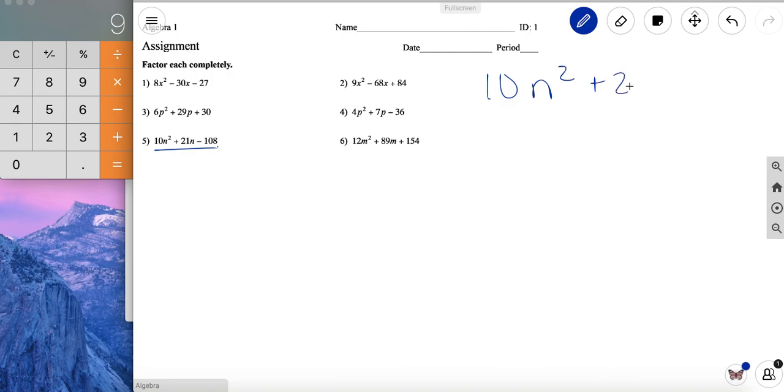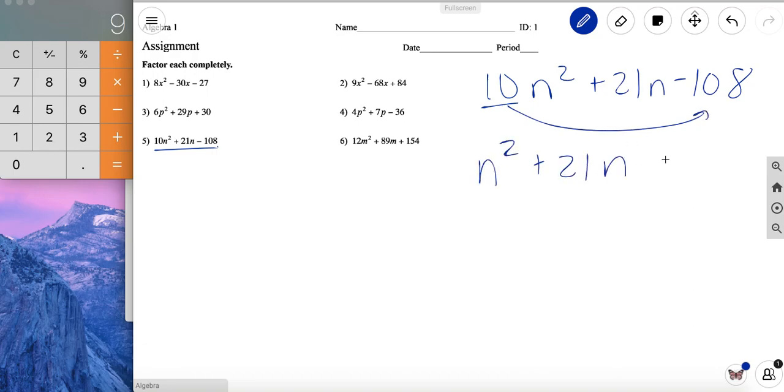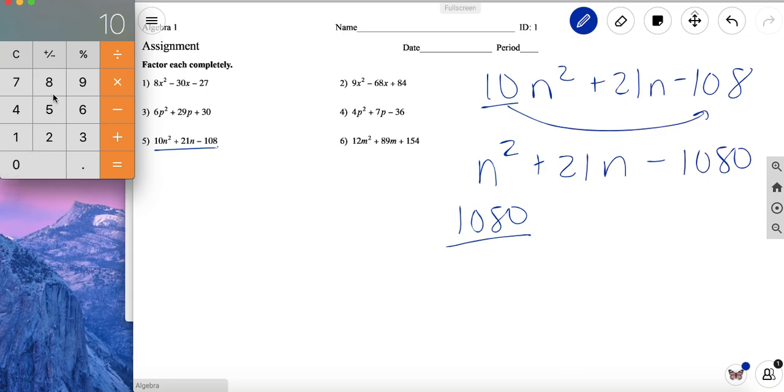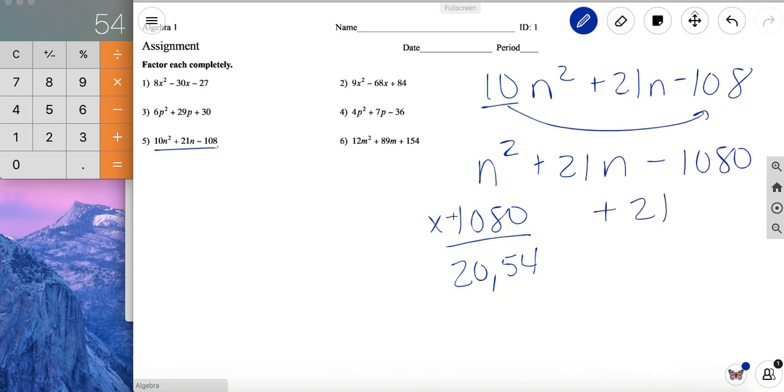10n squared plus 21n minus 108. Swing, swing. Yes, I'm slowly going crazy. Okay, when we do 108, just to verify that I did this right, we multiply by 10, I get 1080. Big, big, big numbers, okay? 1080. So I start guessing and checking. 1080, let's say, divide by 20. Okay, 20 and 54, and what do we want it to add up to? Remember, we want it to add up to 21.